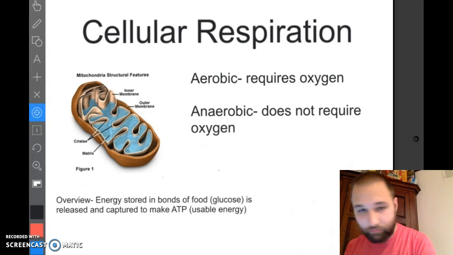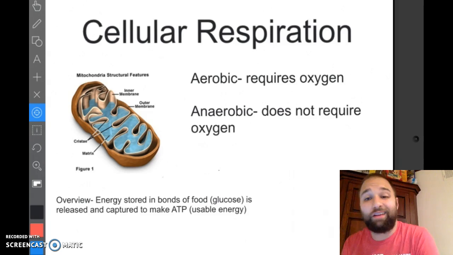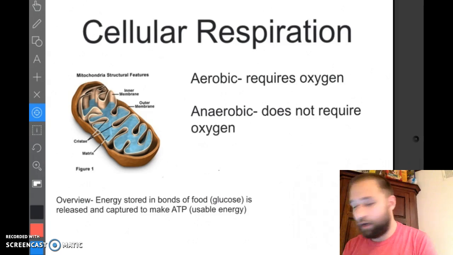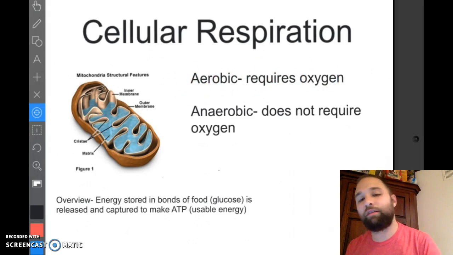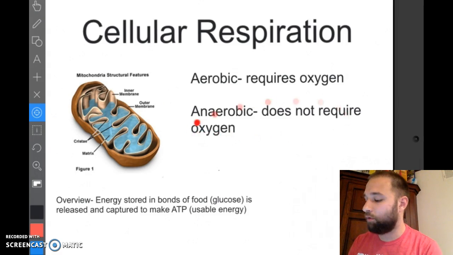Now for the notes: cellular respiration occurs continuously in all cells. Make a note of that. Basically, all cells need energy, so all cells have to create ATP. There are two types of respiration: aerobic and anaerobic. Aerobic means that it requires oxygen. So our cells do aerobic respiration. That's why we need to breathe, to get oxygen to our cells. Anaerobic does not require oxygen. So things like bacteria can do anaerobic respiration.